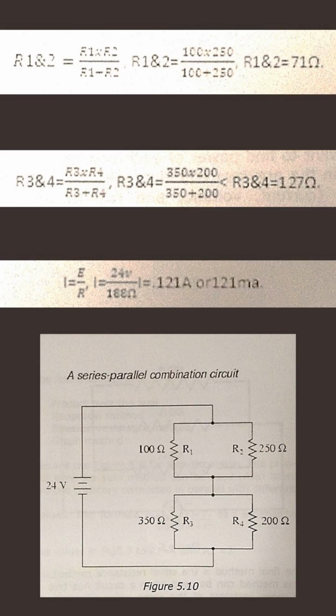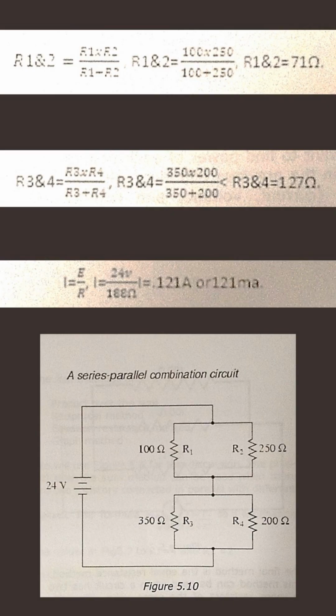The total voltage is already given, so use the Ohm's law formula to find the total current. Ohm's law formula, in this case, is I equals E divided by R, which is I equals 24 volts divided by 198 ohms, which is equal to I equals 0.121 amps or 121 milliamps.